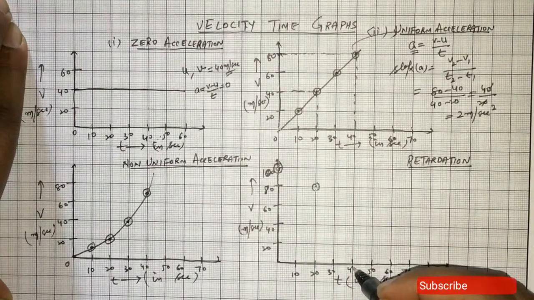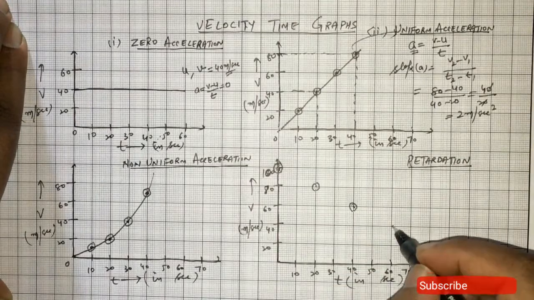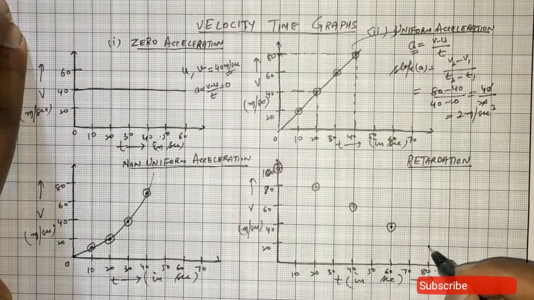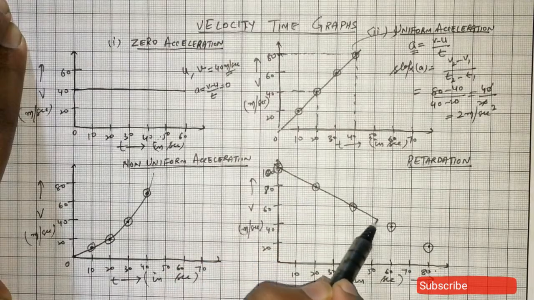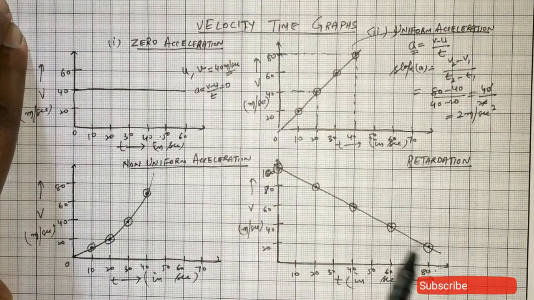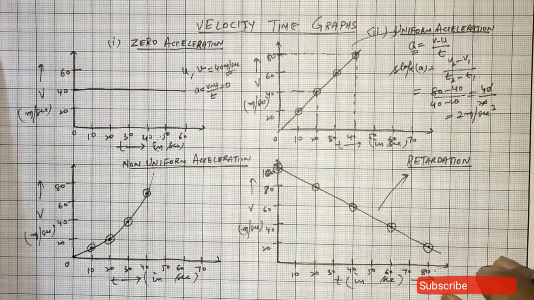In 40 seconds, its velocity becomes 60. In 60 seconds, its velocity becomes 40. And in 80 seconds, its velocity becomes 20. Now joining all these points, we will get this line, means the velocity decreases with time. So this is the case of retardation, means a negative acceleration.